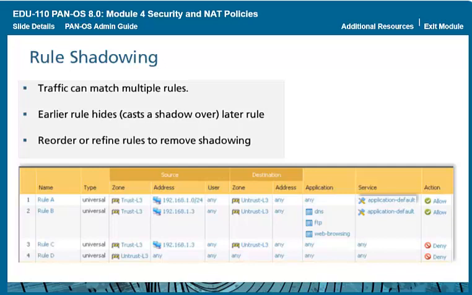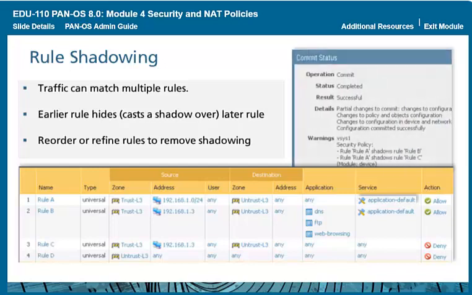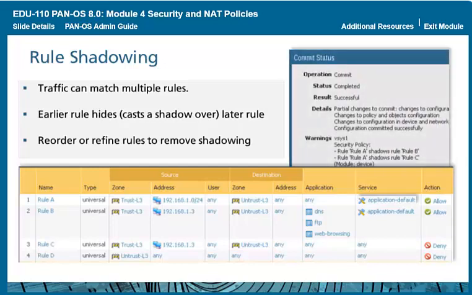This behavior between security policy rules is called shadowing because Rule A casts a shadow over or hides Rule B and Rule C. At a minimum, Rule B and Rule C should precede Rule A to avoid shadowing in this example. Rule A could also be removed and replaced by another, better defined rule. The commit status window warns when one rule shadows one or more other rules. Use the information provided in the commit status window to reorder or modify the rules to remove shadowing.